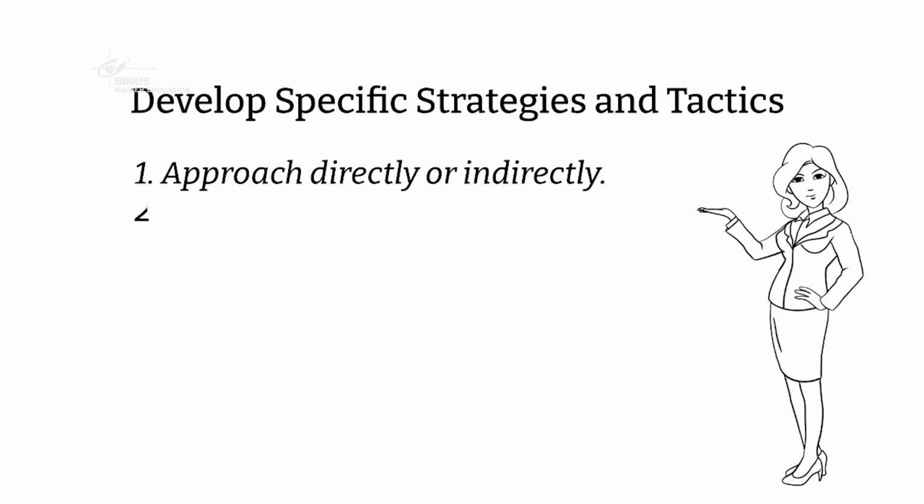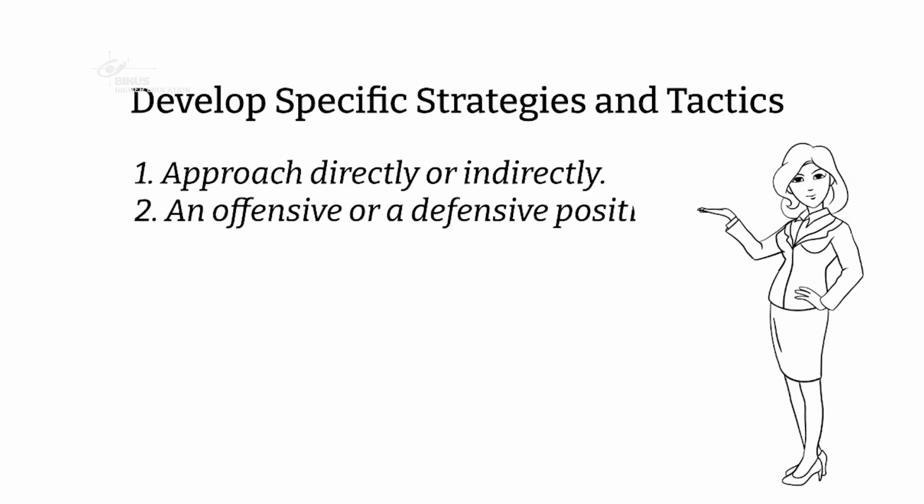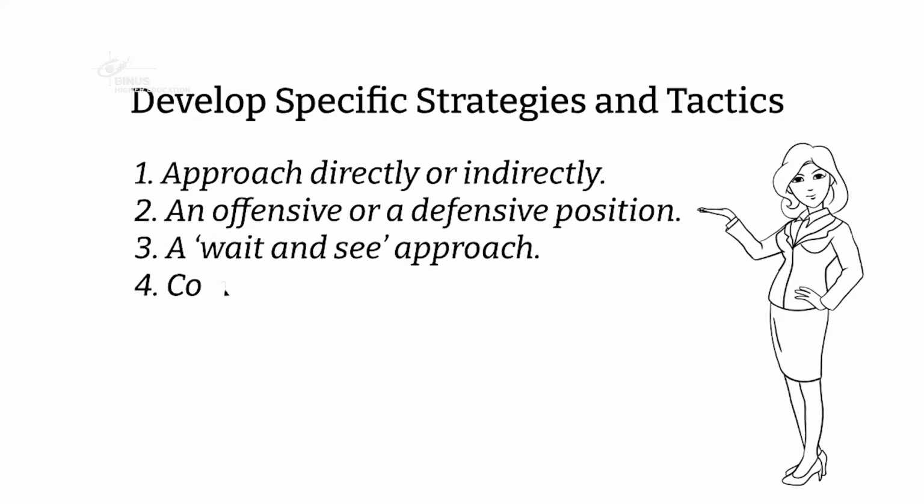How do we develop specific strategies and tactics? There are several ways that we can do it. First, consider whether to approach each stakeholder directly or indirectly. Second, decide to do nothing, monitor, or take an offensive or a defensive position with the stakeholders. Decide to accommodate, negotiate, manipulate, resist, avoid, or take a wait-and-see approach. And the last one, decide which combination of strategies will work best with its stakeholders.